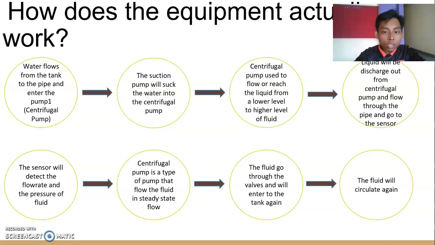The sensor will detect the flow rate and the pressure of the fluid. The centrifugal pump is a type of pump that flows the fluid in a steady state flow. The fluid that goes through the valve will enter the tank again, and the fluid will circulate again.